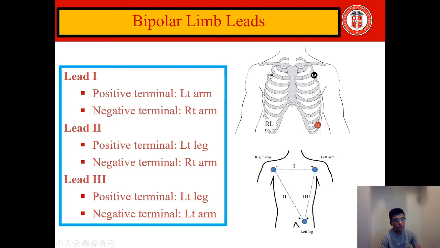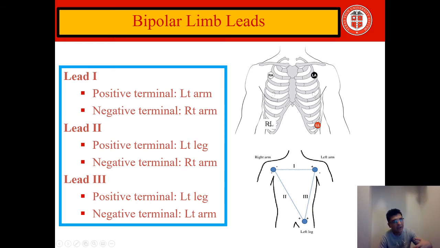Then we will put 2 more stickers, one somewhere below the costal margin, just below where the ribs are going to finish, somewhere between the 9th, 10th, and 11th rib. And this is the left leg one. And this one, the RL, is the grounding electrode. It is not recording anything.